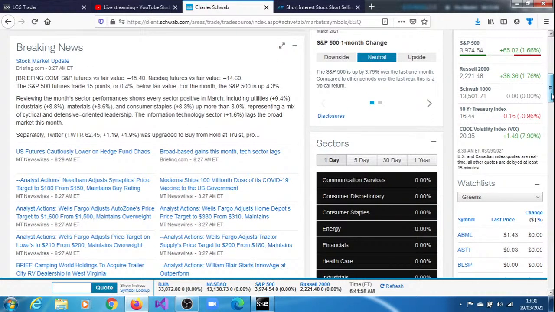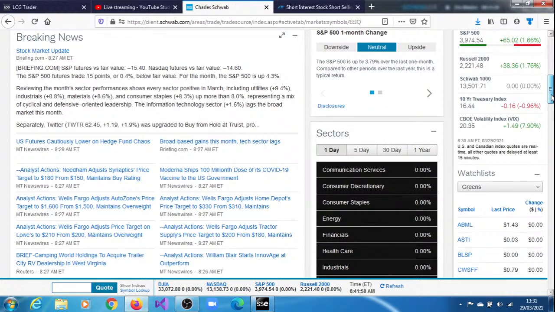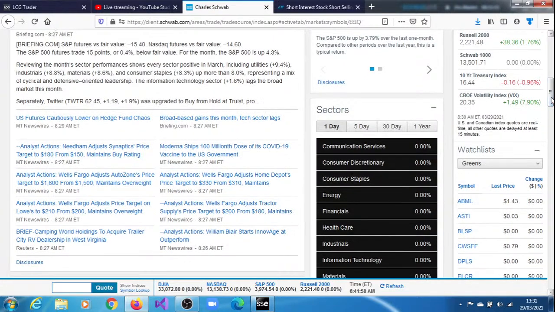So we're seeing S&P futures versus fair value is a negative 15.4. Nasdaq futures versus fair value is a negative 14.6. S&P futures traded 15 points or 0.4% below fair value for the month. The S&P 500 is up 4.3%.